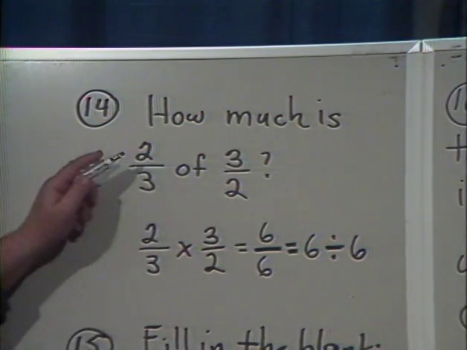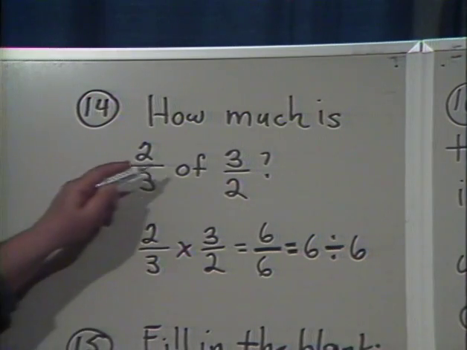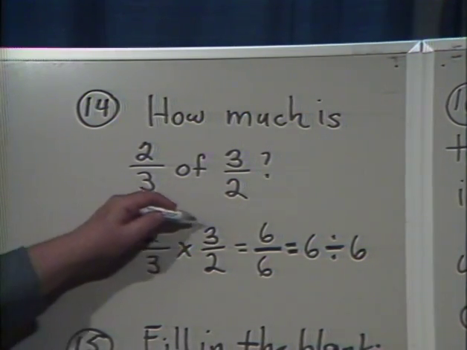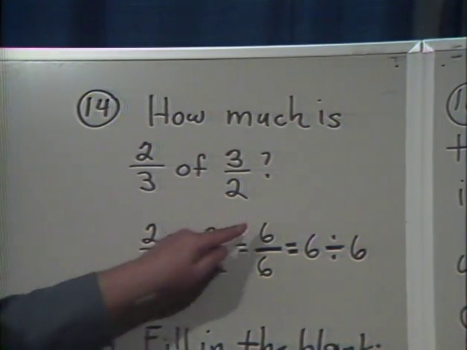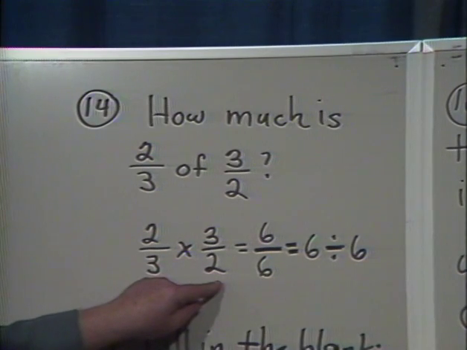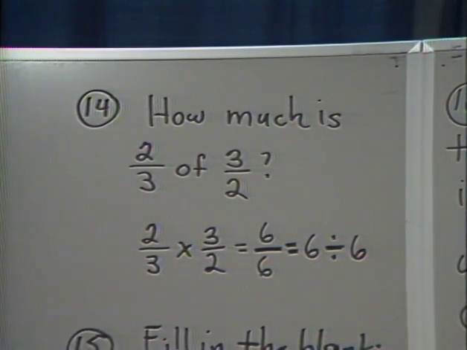Why is that? Because the numerator of this number is the denominator of this number, and vice versa. So when you multiply the two numerators, you're going to get exactly the same thing as when you multiply the two denominators. See, 2 times 3 is 6, 3 times 2 is 6. 6 over 6 means what? 6 divided by 6, and 6 divided by 6 is 1.